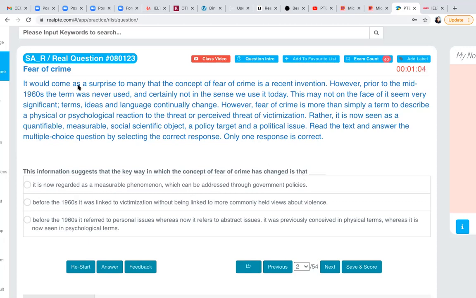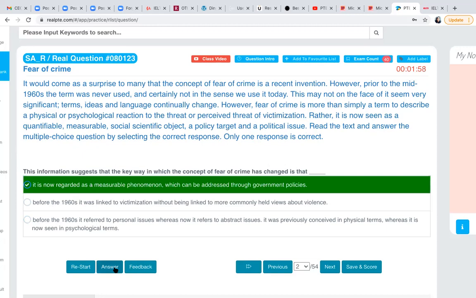Now, let's start reading. So what is this information suggesting? It comes as a surprise to many that the concept of fear of crime is a recent invention. However, prior to the mid-1960s, the term was never used, and certainly not in the way we use it today. However, fear of crime is more simply a term to... Okay, so what is the answer? It says that it is now regarded as a measurable phenomenon. It is seen now as quantifiable, measurable, social scientific, a phenomenon which can be addressed through government policies.